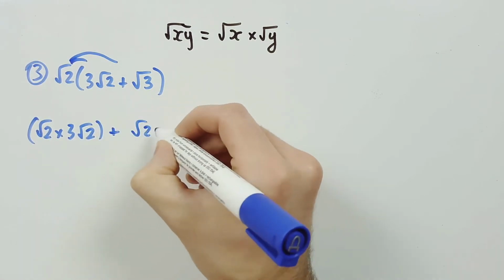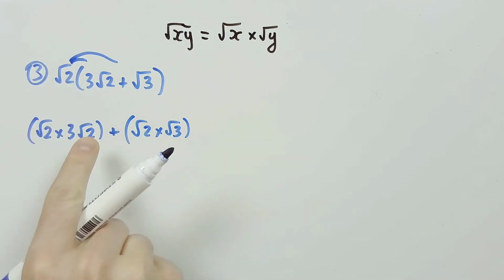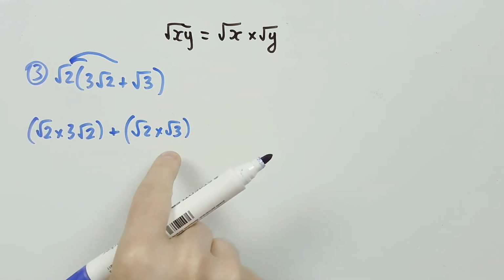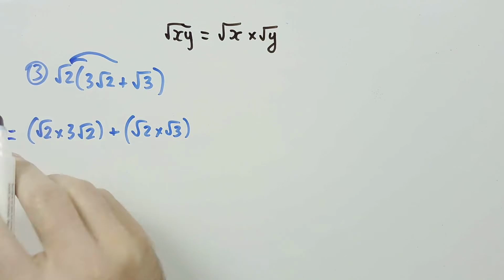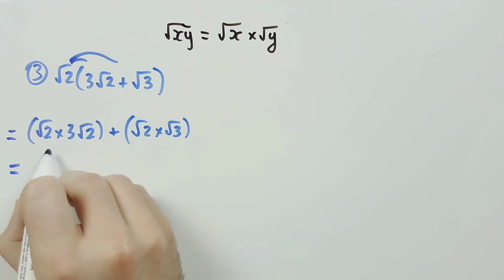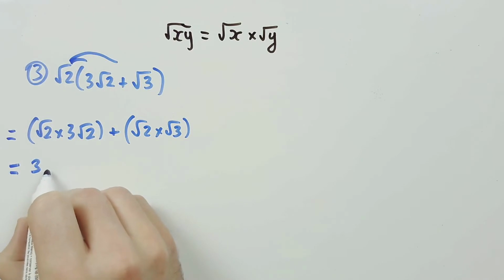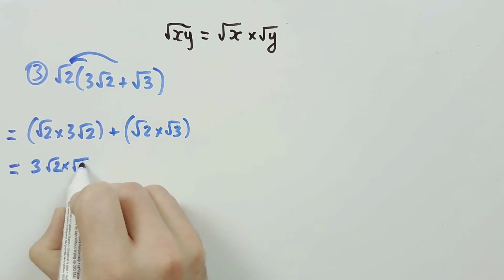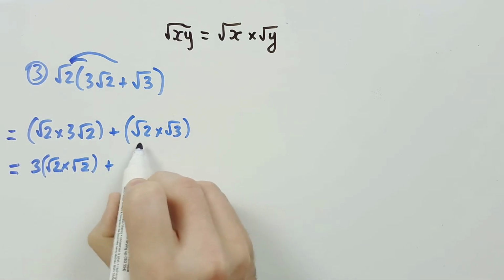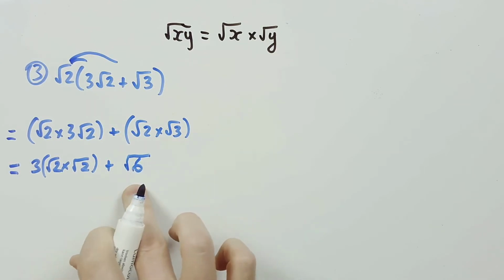So here I've multiplied root 2 by the first component, 3 root 2, and then added root 2 multiplied by the second component, root 3. And this is what we're left with. By breaking this out, first let's take the 3 out, and we're left with root 2 times root 2, plus, let's simplify root 2 times root 3 all under root 6, as we know using our law.